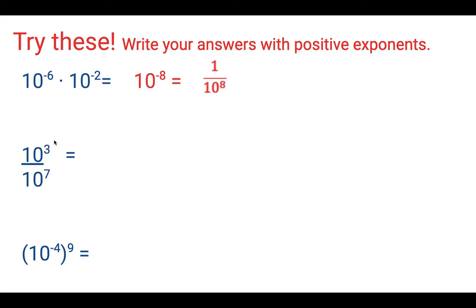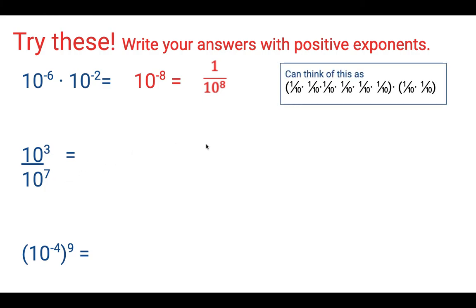When we're dividing powers, we subtract our exponents. 3 minus 7 is negative 4, so 10 to the negative 4th. I want to get rid of this negative 4 as an exponent, so I want to make it positive because the direction tells us. So I have to do the inverse, so it becomes 1 over 10 to the 4th.